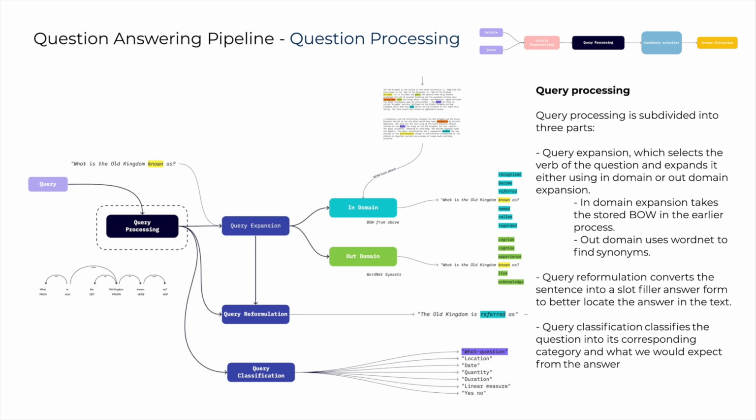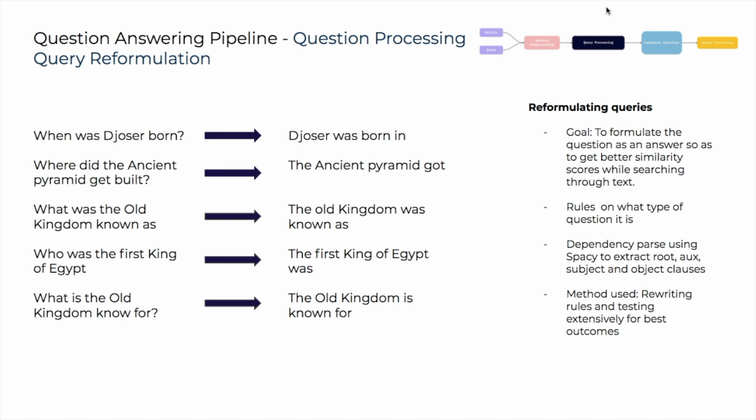Query expansion searches into two spaces: in-domain and out-domain. The in-domain is a novel approach that uses a bag of words generated in the text processing step to collect an n number of most similar verbs to the verb of the query. The result is a list of n queries with n different verbs. The out-domain uses a similar procedure but uses synsets of WordNet instead. We ran some tests and they showed that using our in-domain approach finds the correct sentences with higher accuracy. The other components of question processing include query reformulation and query classification.